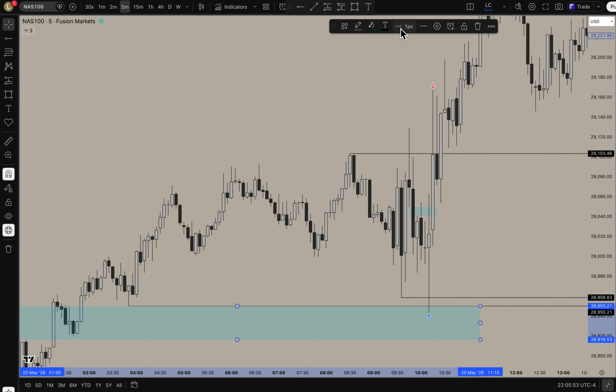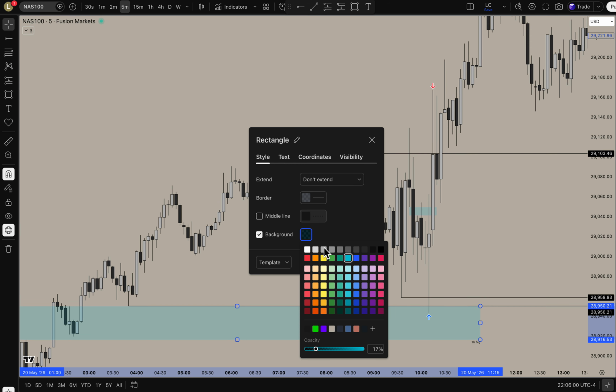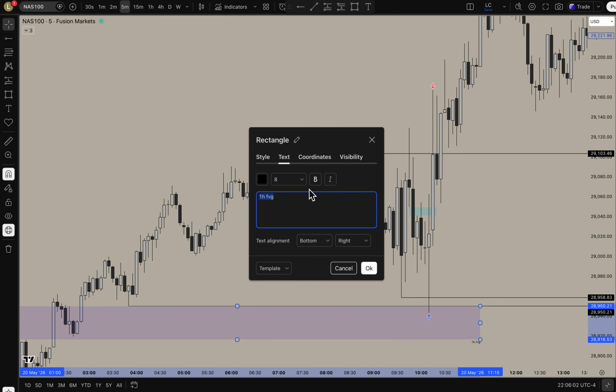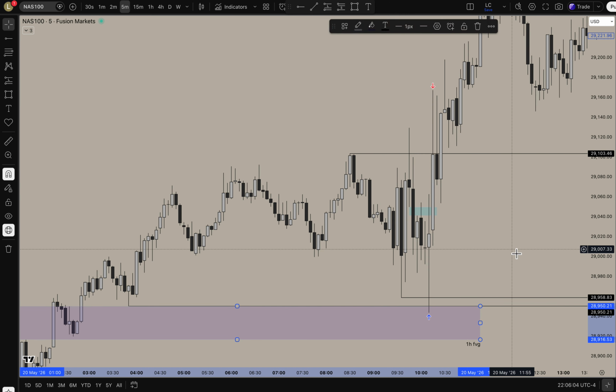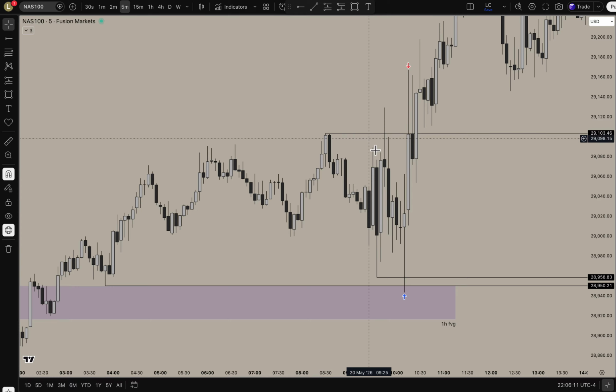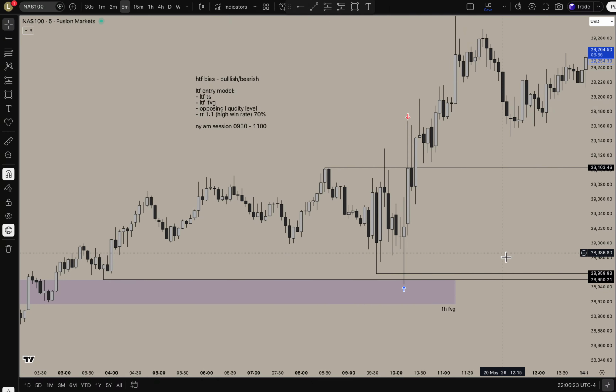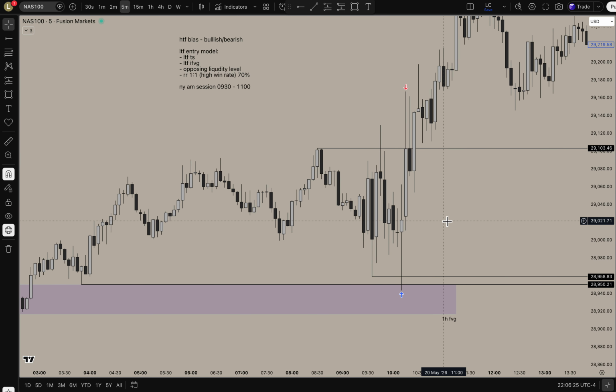Maybe I should just write something down there so it's easier for you guys to see. 1 hour fair value gap, and I will make it purple. So take away this 5-minute bearish fair value gap. So price came down at 10:10, respected this 1 hour fair value gap, indicating that price is still looking to go up because our high time frame bias is bullish. Right, so after establishing that, I'm only looking for longs for my lower time frame entry model.